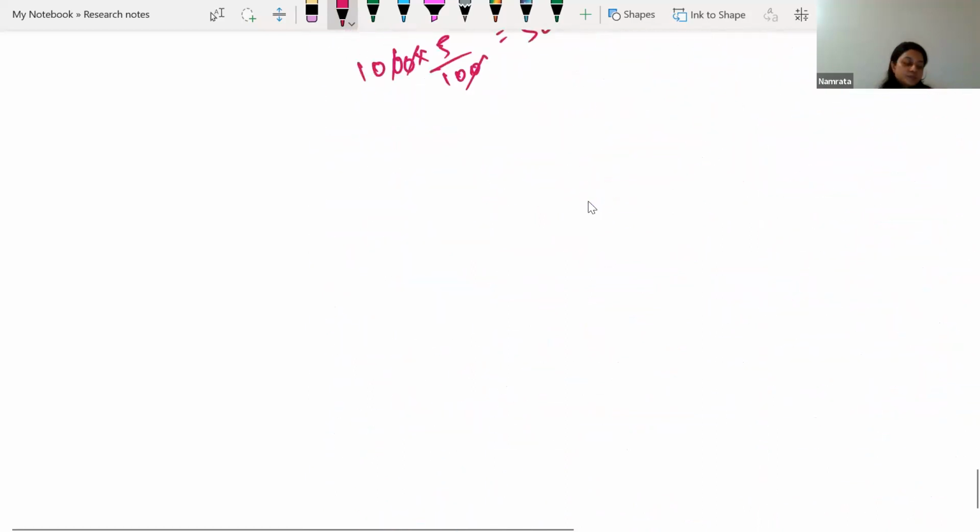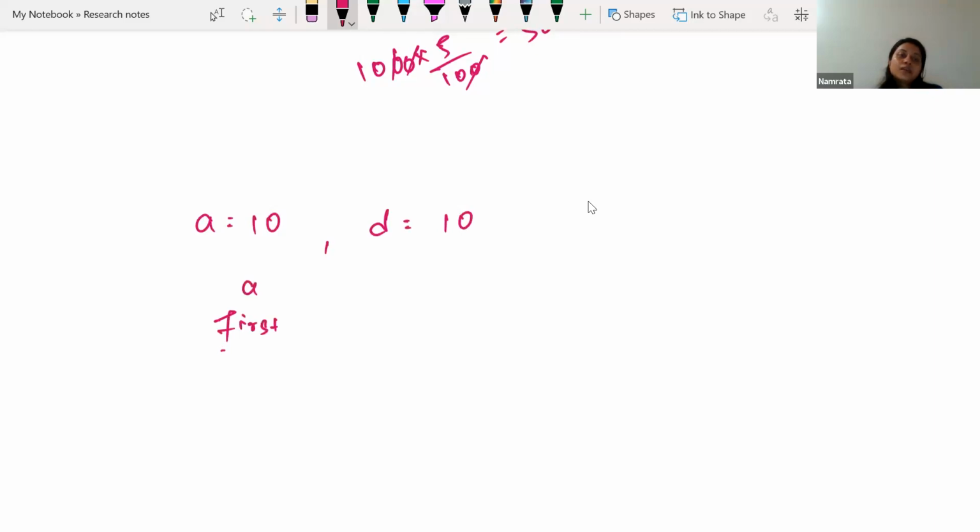No, ma'am, understood. Now the next question says: write the first few terms of an AP when the first term A and the common difference D are given. This one is also very simple. I will do one of them and leave the rest to you. If A is given as 10 and D is given as 10, then the first term is A, that is 10. The next term is A plus D, that is 10 plus 10.